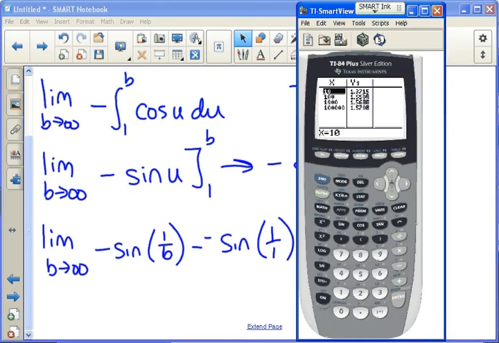Okay, two negatives make a positive, so I'm just going to write plus sine of 1. And as we go to infinity, you can tell this is approaching a specific value, whatever that 0.841 is. So this is approaching a single value, which means this converges.